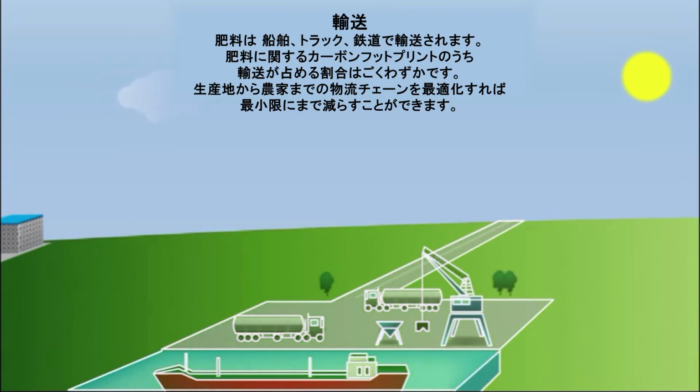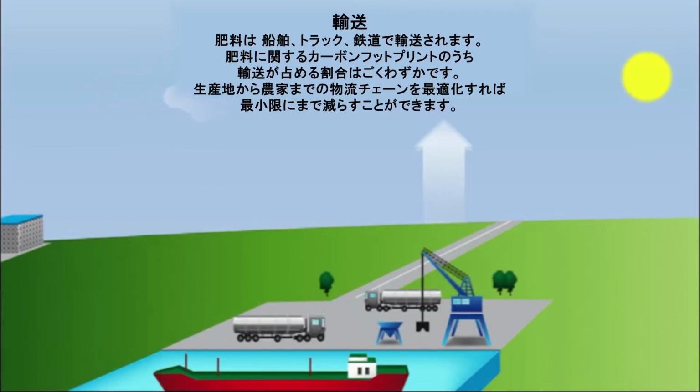Transportation contributes little to the carbon footprint of fertilizers. It can be minimized by optimizing the logistics chain from production sites to farmers.